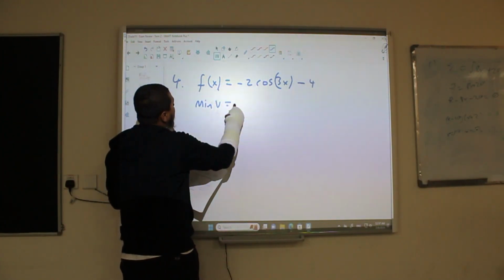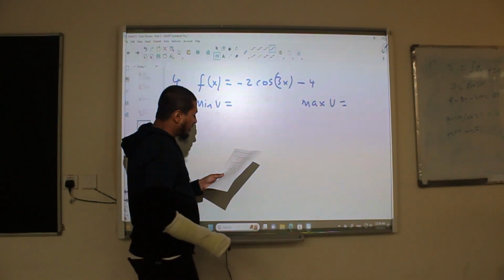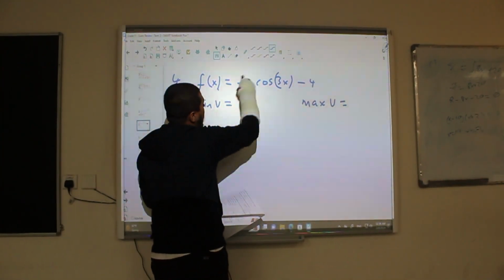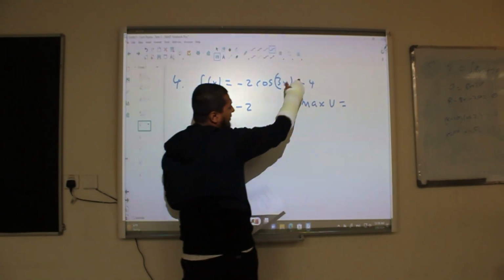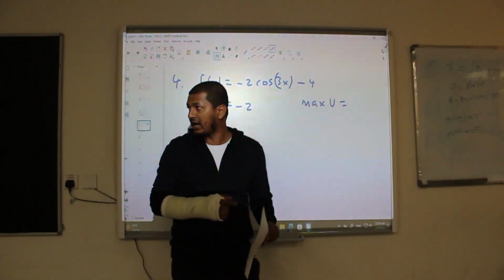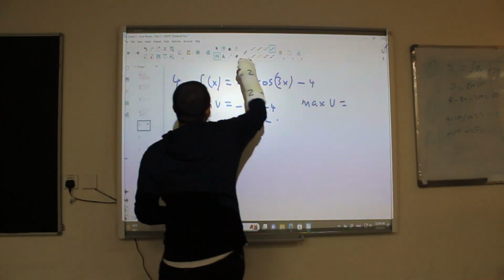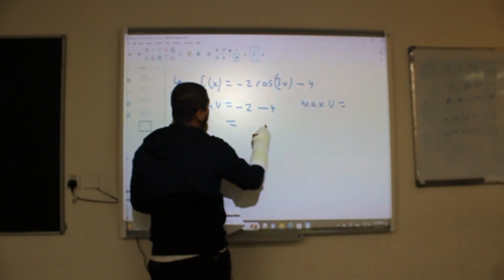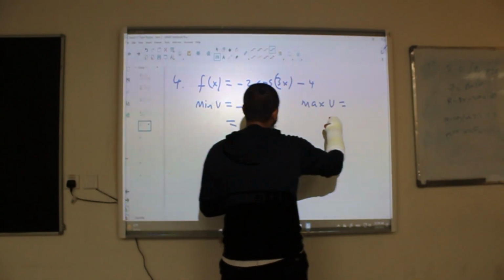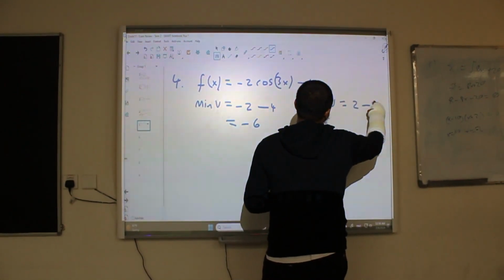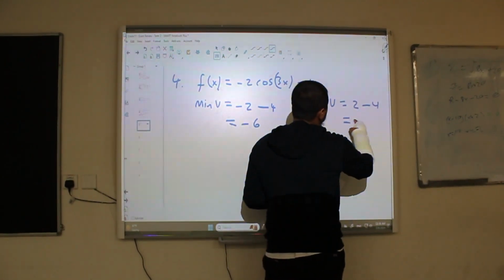So what's the minimum value and what's the max value? What we see is the minimum value is -2, because that's going to be a wave graph, -2, and the graph is being translated 4 units down. So 4 units down below is -4. So we get an answer of -6. That's the minimum value of this function. And the maximum value is 2 minus 4. Why minus 4? Because this graph is transformed 4 units down. So we get -2 as an answer.